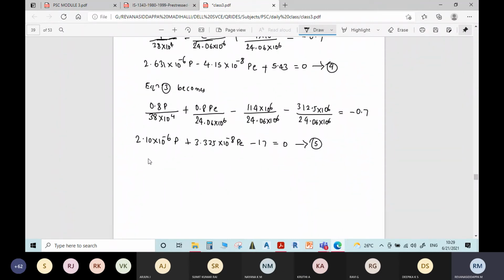Okay. Now solving equation 4 and 5. Now you assume this P is equal to X and P is equal to Y. Assume P is equal to X and P equal to Y and find the value of X and Y. Got it? Don't get confused that there are three unknowns like that. This whole P term is taken as an unknown. By solving both the linear equations, you will get P value and P e value.